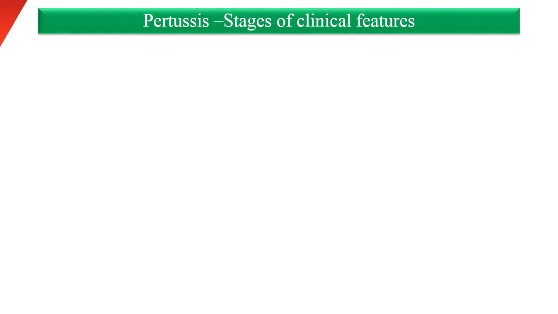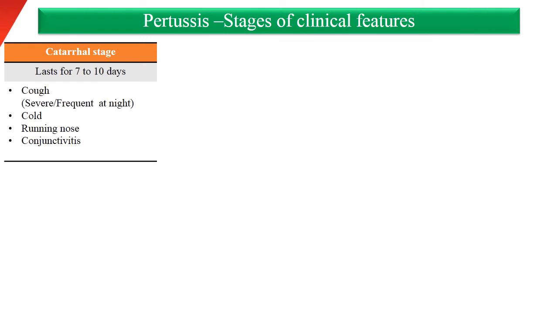Here we will see the different stages of pertussis. It is divided into three main stages. One is the catarrhal stage, which lasts for 7 to 10 days. In this stage, most of the symptoms go unidentified, as they are unrelated to pertussis and common to other conditions also, like cough, which is very severe and mostly frequent at night, cold, running nose, and conjunctivitis. These are very common symptoms which often are not identified as pertussis in the initial stages.